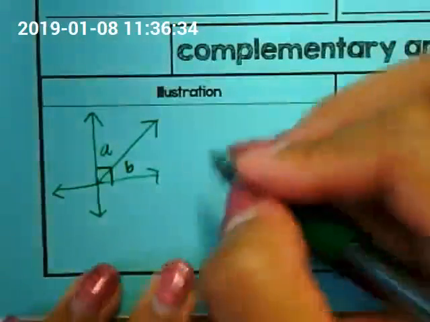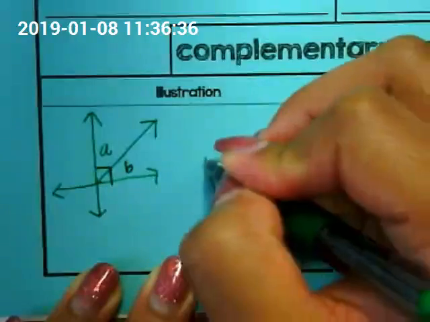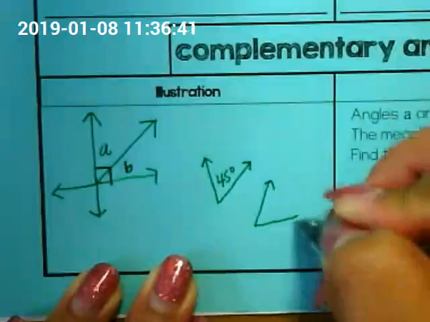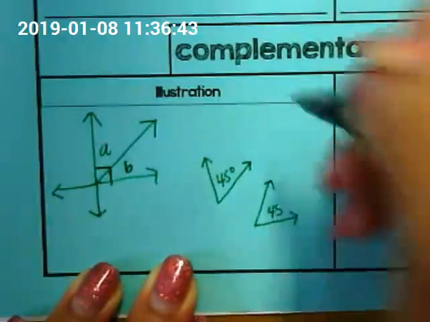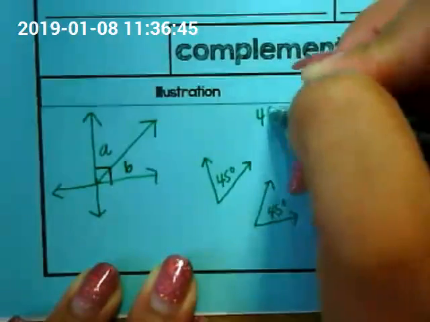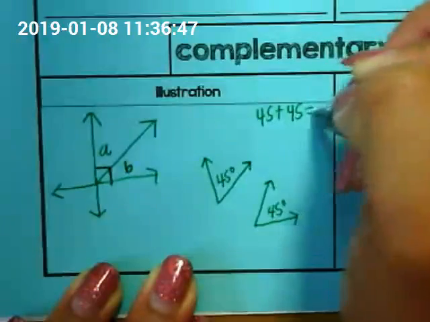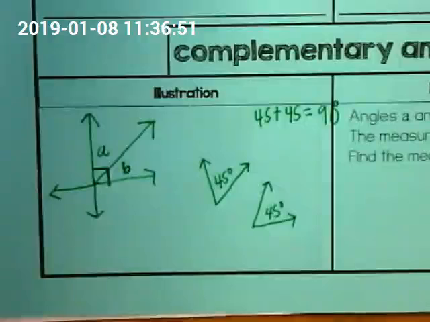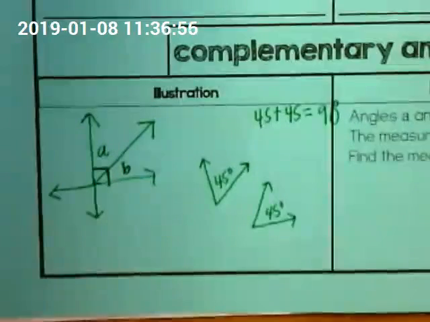I could have also done two different separate angles, 45 degrees and 45 degrees. 45 plus 45 is equal to 90. Therefore, those two angles also come together to make 90 degrees.